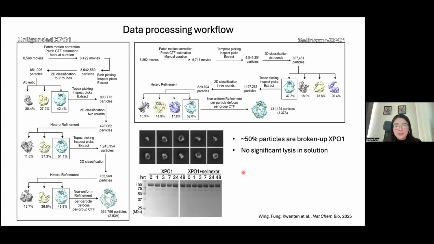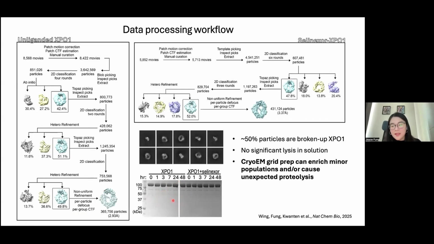Let me try in solution to see if it's prone to being broken up, which I didn't think was the case. And indeed, this is in the condition that is in the grid, so no glycerol. I left it on the bench for 48 hours, and I don't see anything that is more broken up in solution. And so this was really my first personal and, I think, really drastic and very clear case that the cryo-EM grid prep can enrich subpopulations and also possibly even cause unexpected proteolysis.